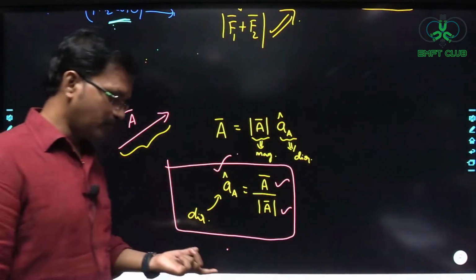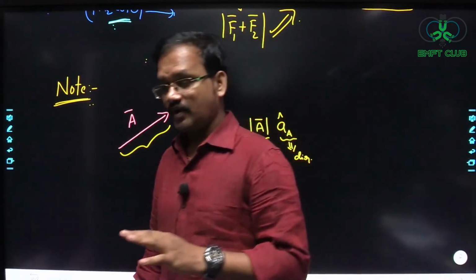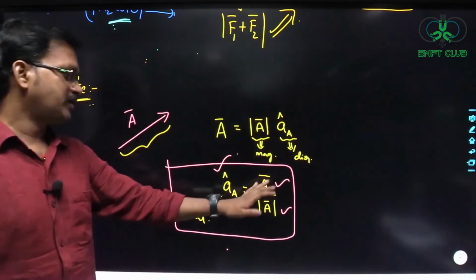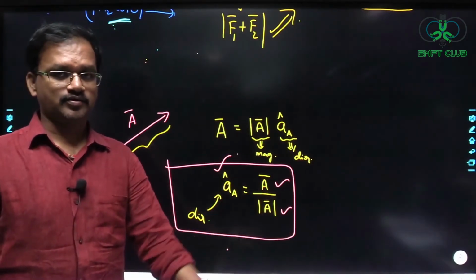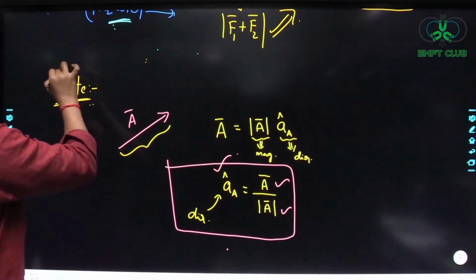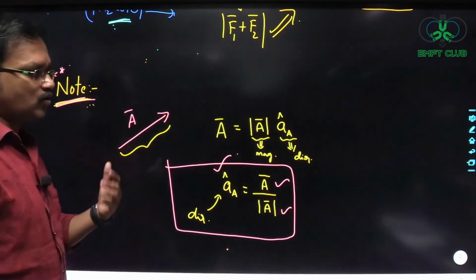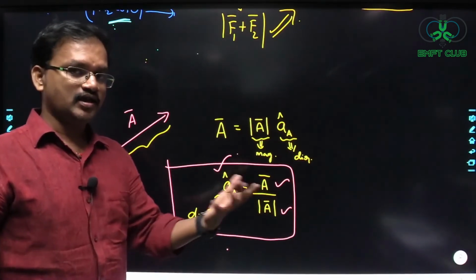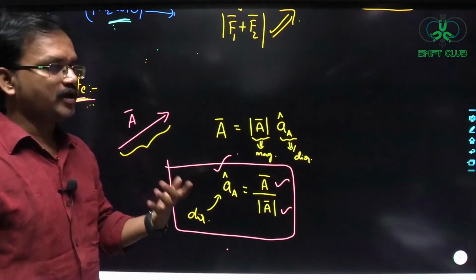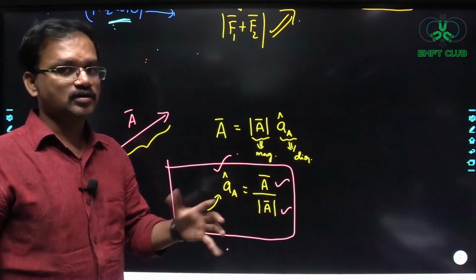So in any problem, if they have asked to determine the direction, then you have to determine the unit vector. How to determine the unit vector? Take the vector and divide by its magnitude. Right? Okay. So this point is also very important. Whatever we are studying here, we are going to apply in our subject. I am just trying to make you familiar with how to deal with vector quantities.